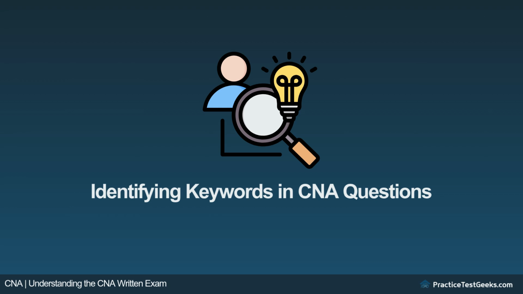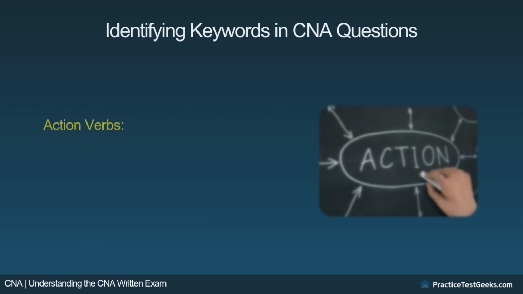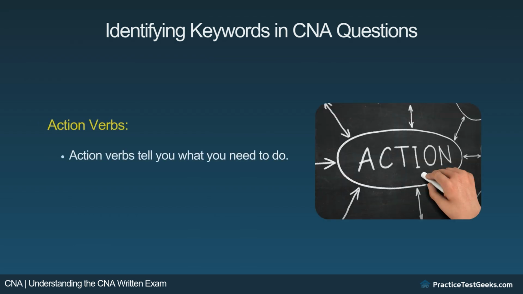Identifying keywords in CNA questions. Identifying keywords is one of the most important skills when reading CNA exam questions. Here are some key terms to look for. Action verbs. Action verbs tell you what you need to do. Common action verbs in CNA exam questions include assist, monitor, identify, evaluate, report, provide. These verbs will help guide your answer selection by clarifying what action needs to be taken.